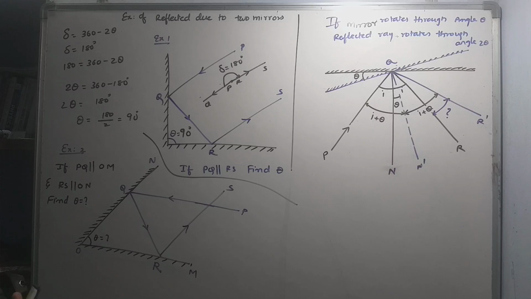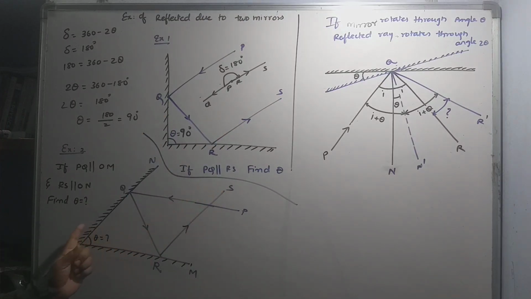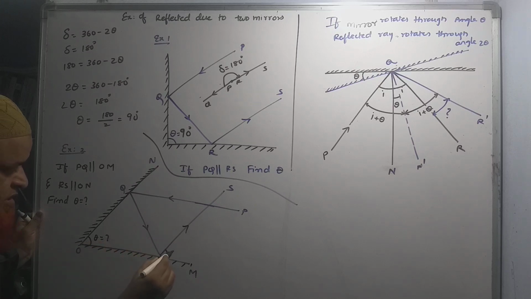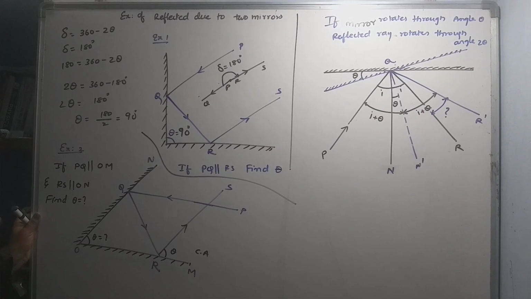The question will be like this: PQ falls on mirror ON parallel to OM, and after taking reflections two times, a light ray RS comes out, which is parallel to ON. If these are parallel, then you have to find angle theta. It's very simple. According to the concept of geometry, if this is theta, this is also theta, that is called corresponding angles. When lines are parallel, the corresponding angles are the same.